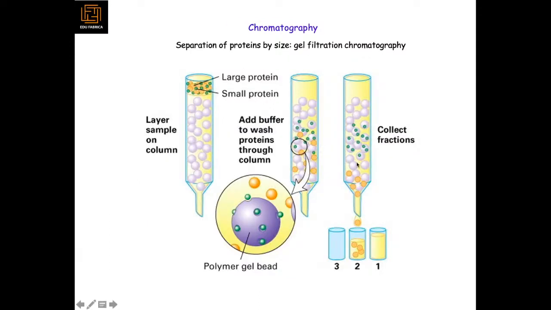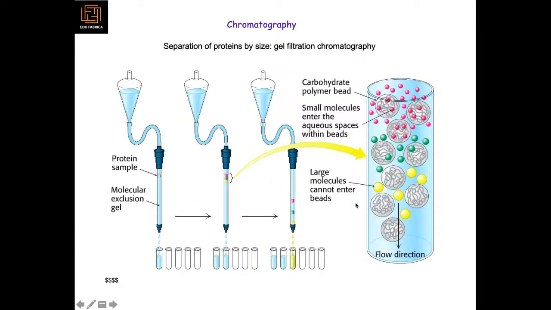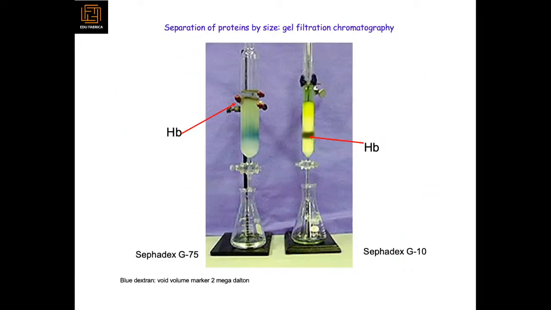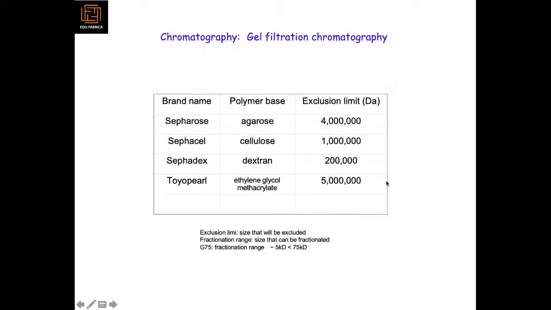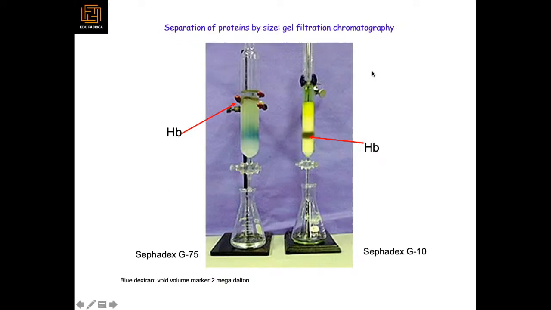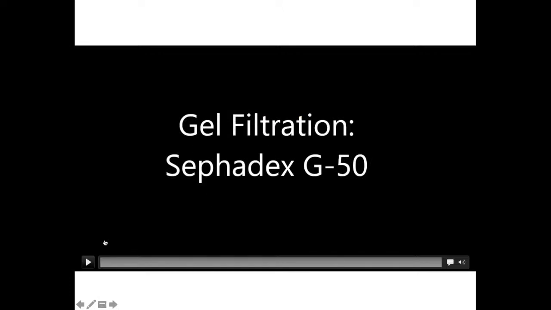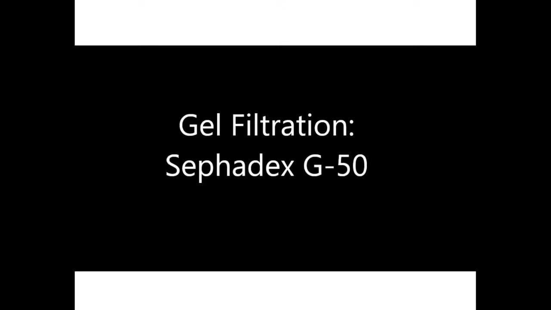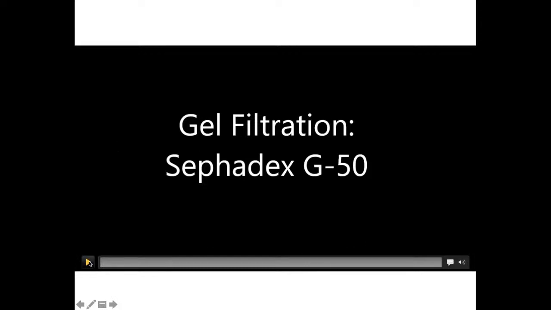The same thing has been described in this diagram. This is how, with Sephadex G75 and Sephadex G10, your protein is separated in this gel filtration chromatography. So let's watch how gel filtration with Sephadex G50 is done.